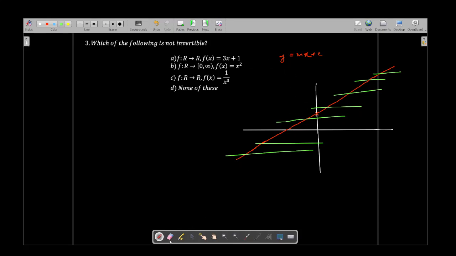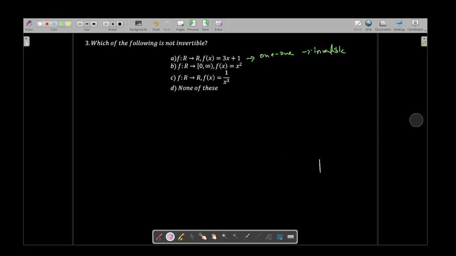So in such cases, this function is one-one. If it is one-one, then it is invertible. Let us check the next one.